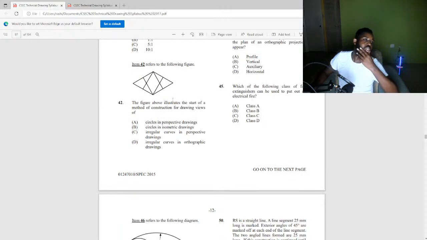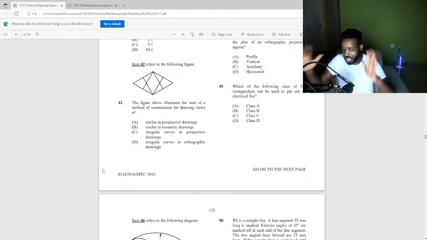Number 42. This says the figure above illustrates the start of the method of construction for drawing views of. Now this is the thing with this question. Most of you would have done drawings on AutoCAD. I don't know if there might be people who have not done traditional drawings at all. Once you started TD, you started with AutoCAD, and I think it's good to start with traditional drawings because paper 1 refers to traditional drawings.